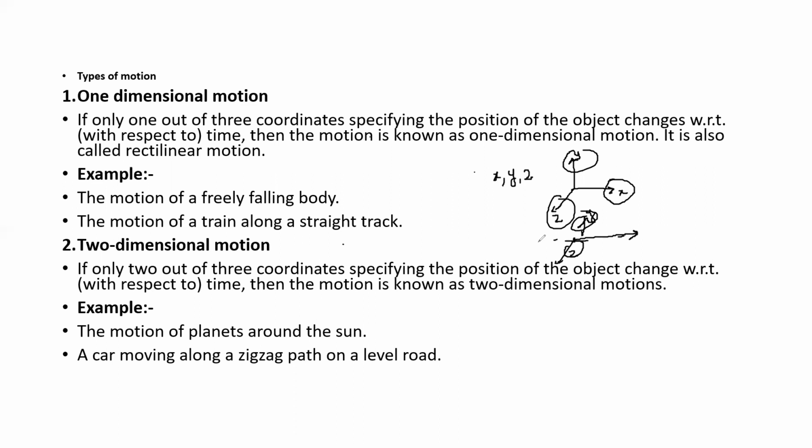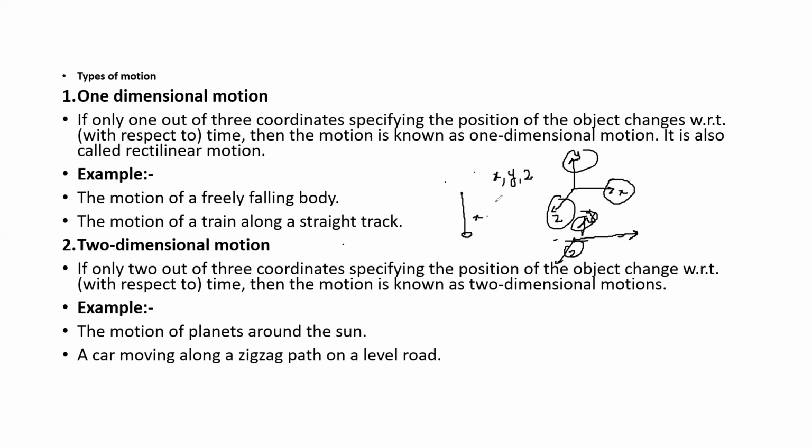If any one of the three coordinates is changing with respect to time, it is known as one-dimensional motion. Examples are a train traveling in a straight track, and the motion of a freely falling body. Suppose an object is thrown up; when it is falling freely, here also we study only one coordinate. These are examples of one-dimensional motion. Out of three, any one we use, that is called one-dimensional motion.